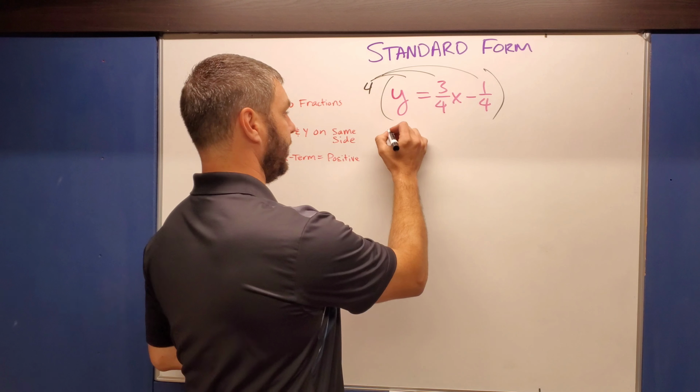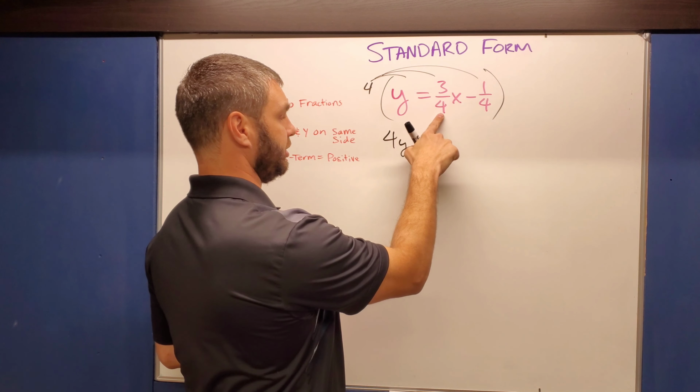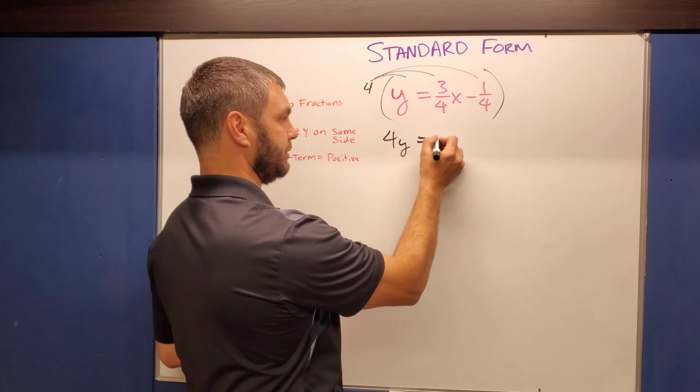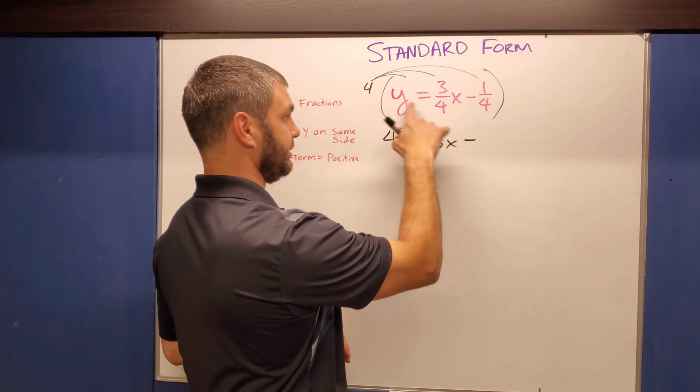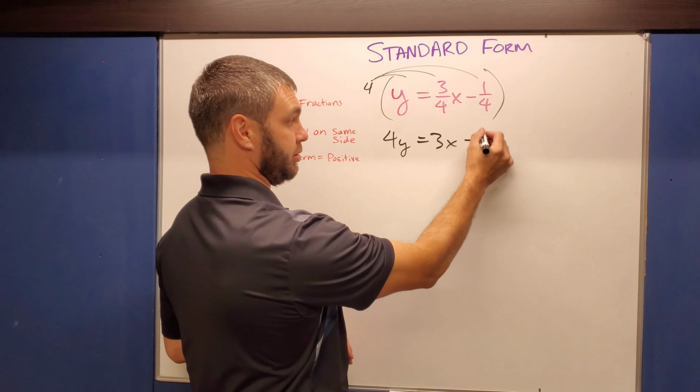We're going to have 4y. And again, I chose the 4 so they would cancel, leave me with just the 3x. And then again, the 4's cancel on this one too. So again, a minus, and then they cancel, so I'm just left with the 1 on top. All right, the fractions are taken care of.